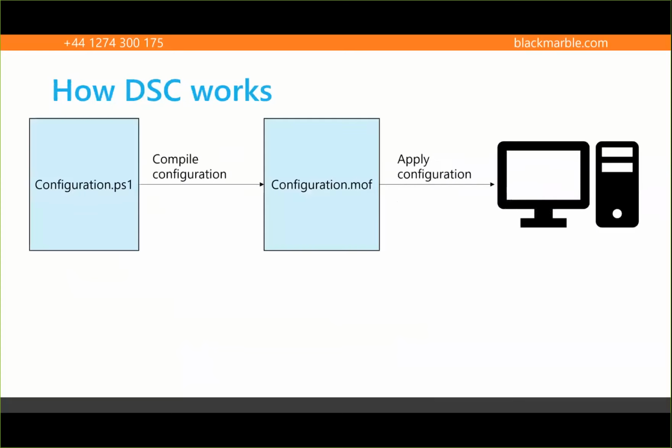So DSC works quite simply. You have your configuration PS1 file. You run it, pass it any sort of parameters you need to, and you get a configuration MOF file at the end of that. A MOF file is a Managed Object Format file, an industry standardized text file format that Microsoft have adopted for this. You drop that onto your target node or nodes, tell DSC to do its thing, and it will apply the configuration, whatever that configuration may be.